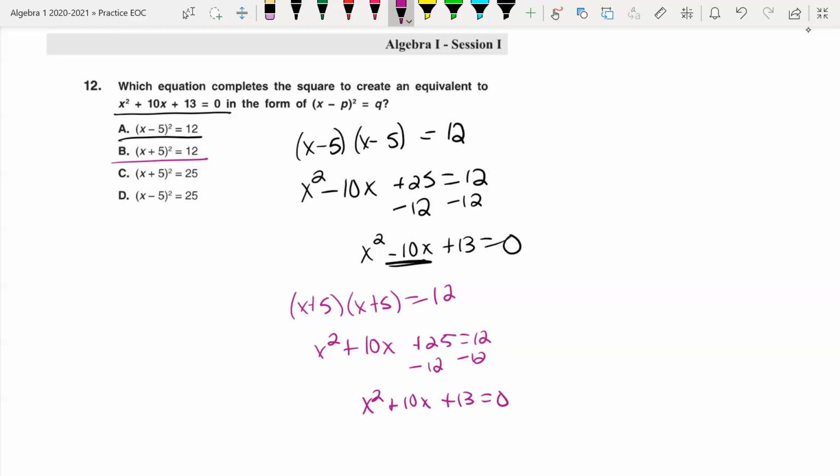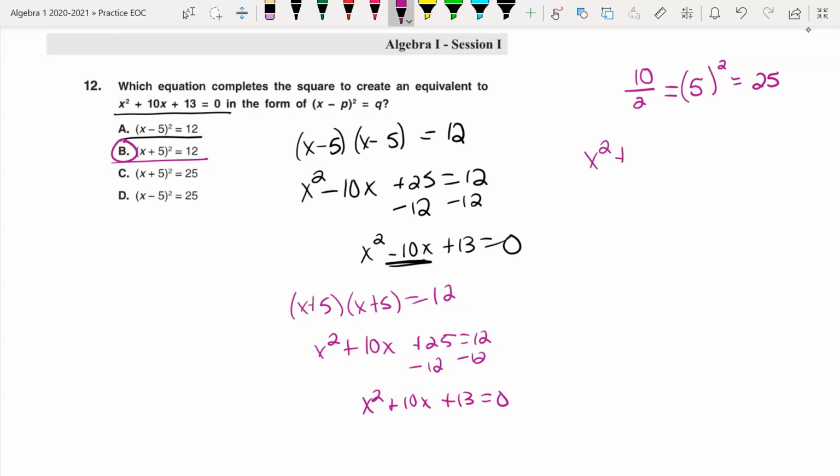So I know that's true. So it has to be B. But if you want to complete the square truly, you take the middle term, you divide it by 2, and you get 5, and you square that number to get 25. And so what you're going to do is you're going to add 25 to both sides.